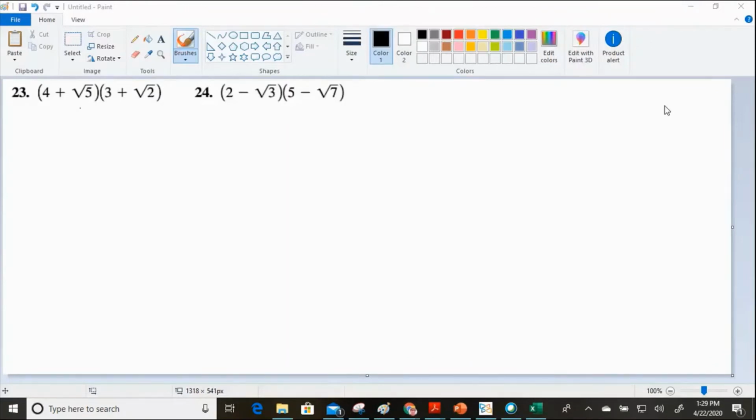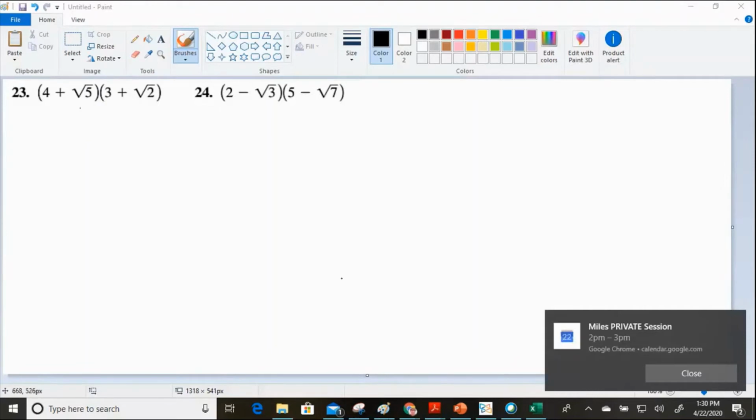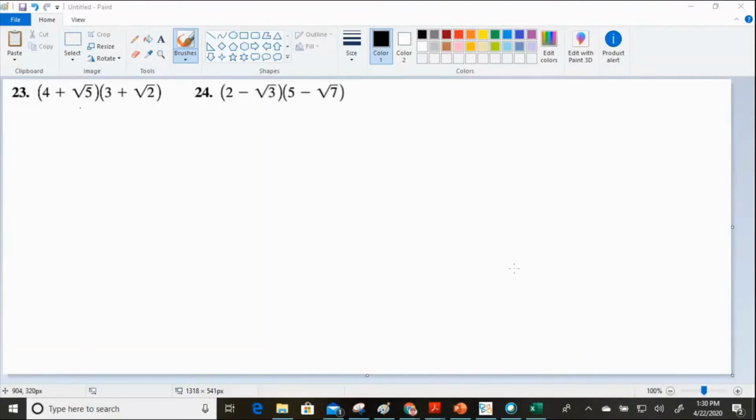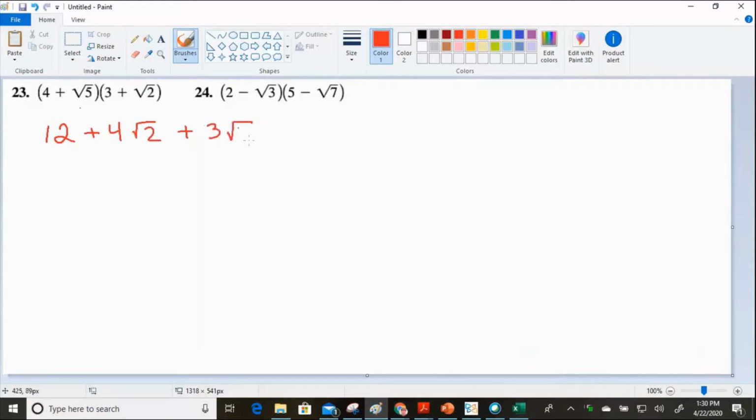Okay, so here is a FOIL situation. You'll see that it's a binomial times a binomial. So I just do FOIL. 3 times 4 is 12. That's first. Outer, I have 4 onto the square root of 2. Inside, I have 3 onto the square root of 5. And then last, when I multiply that, 5 times 2 is 10.